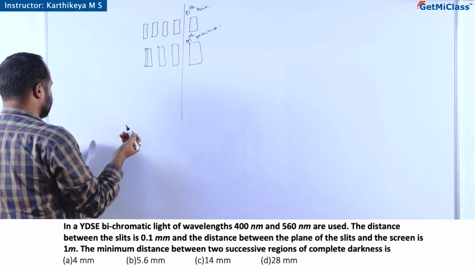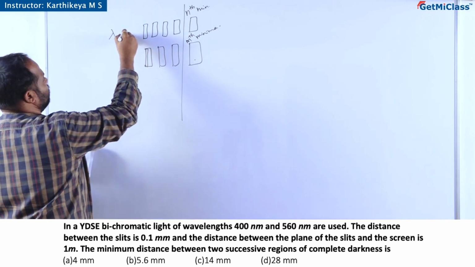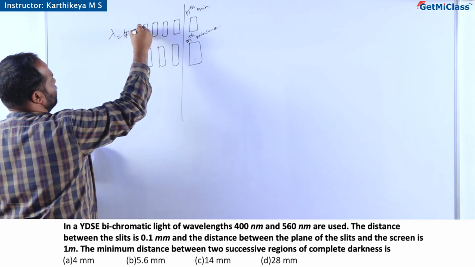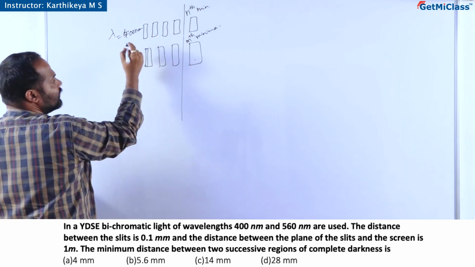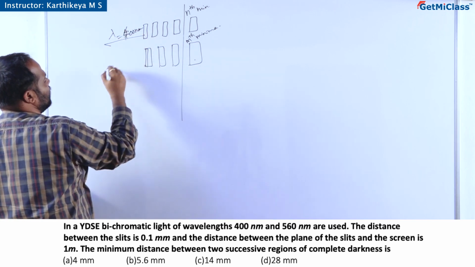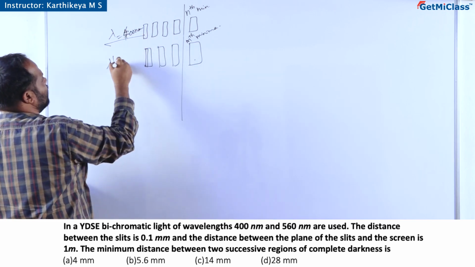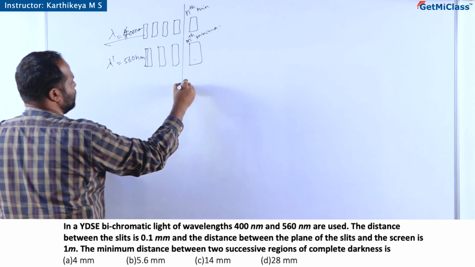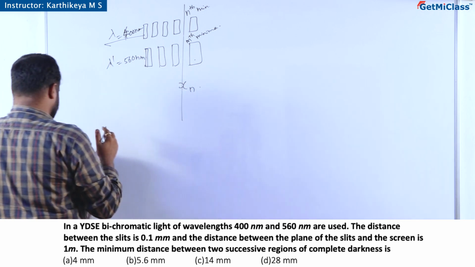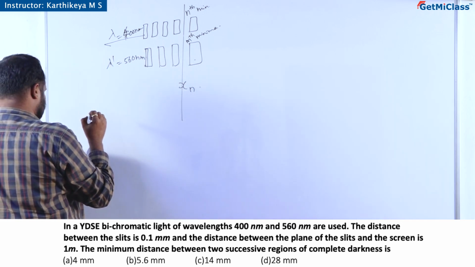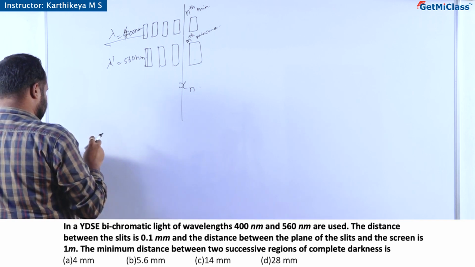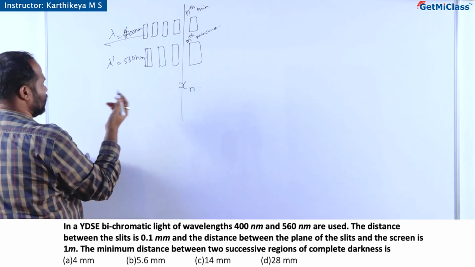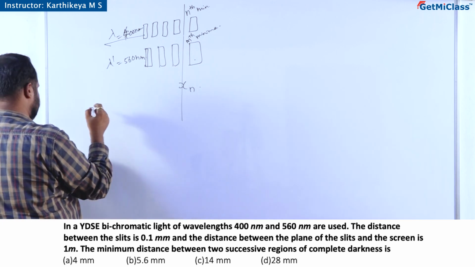So if this has a wavelength of 400 nanometer, because the number of fringes is more, then the wavelength should be less, 400 nanometer. This lambda dash is 560 nanometer. So this is the position xn. First of all, nth minima coincides with mth minima.